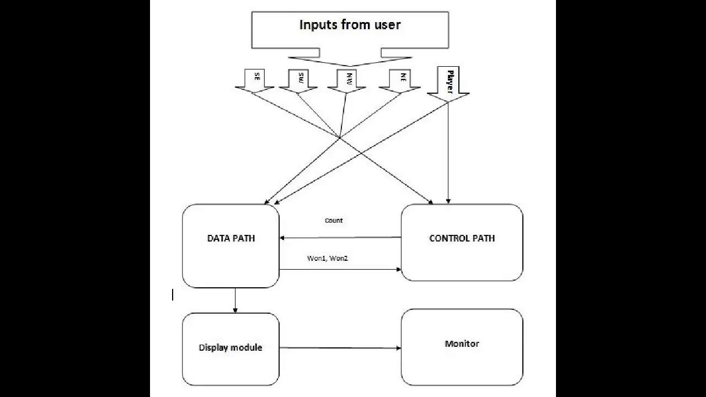This is the block diagram of our design. It consists of a data path, a control path, and a display module. Players can move only in diagonal directions, namely northeast, northwest, southeast, southwest, abbreviated as NE, NW, SE, and SW. These directional inputs along with the player selection are passed as inputs to the data path and control path. The control path is implemented using Moore's state machine model.